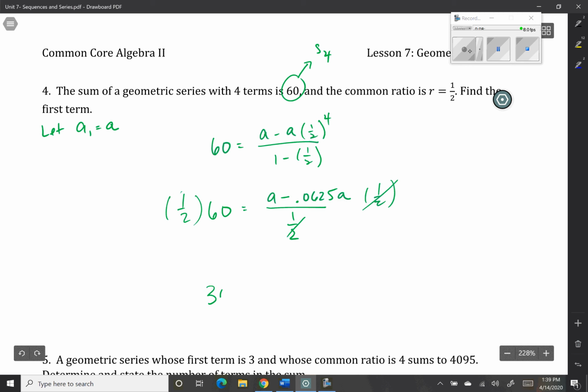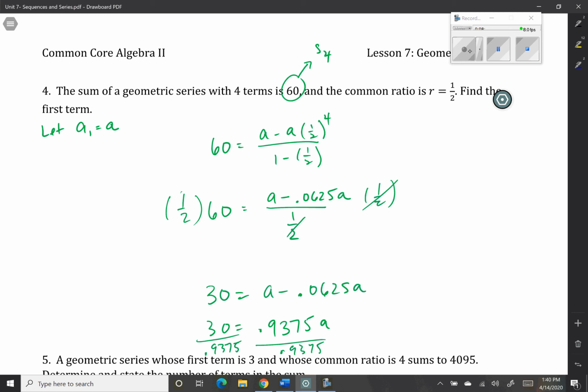And I have 30 is equal to A minus 0.0625A. Those two terms are like terms. 1 minus 0.0625 is 0.9375. And then just do some algebra. And we get an A value of 32. That's my first term.